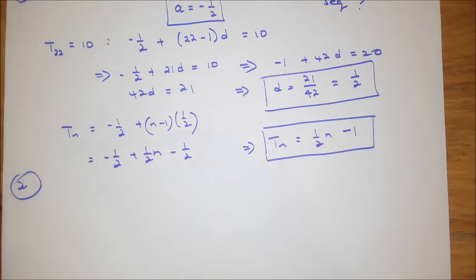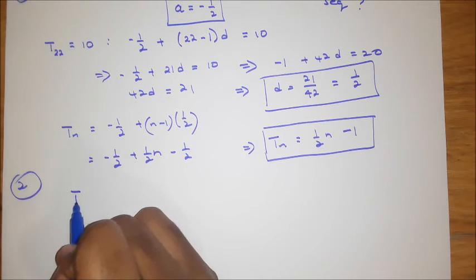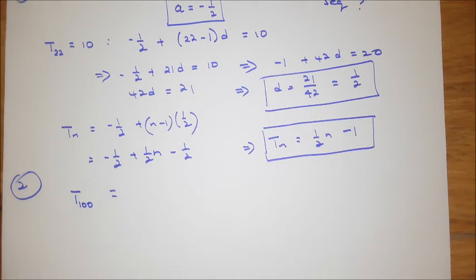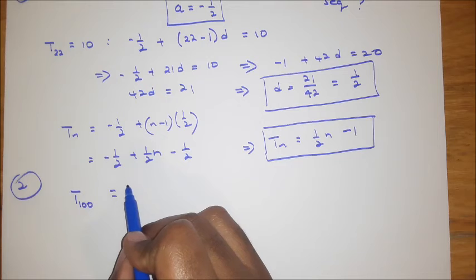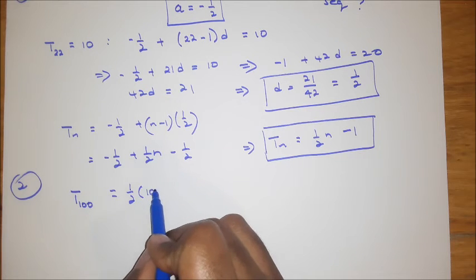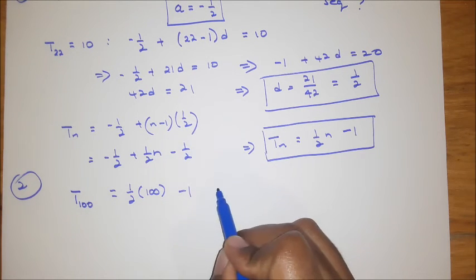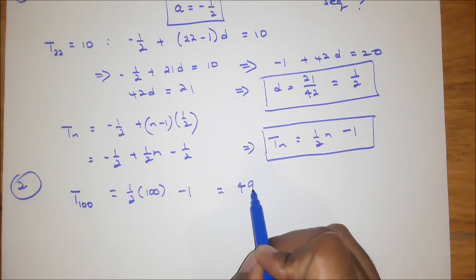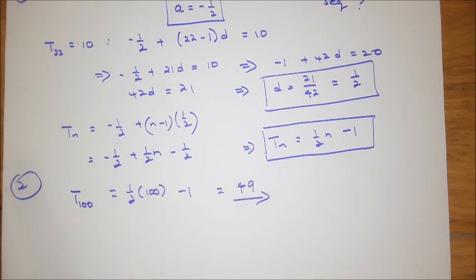So now we're going to find the 100th term, t100. For this one, you just need to substitute 100 where there was n. So it's 1 over 2 multiplied by 100 minus 1 equals 2. So a half multiplied by 100 is 50. 50 minus 1 is 49. So the 100th term of the sequence is 49.